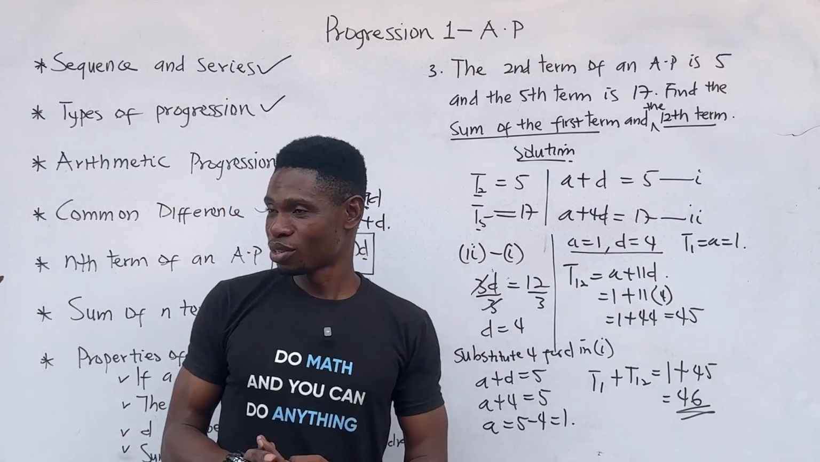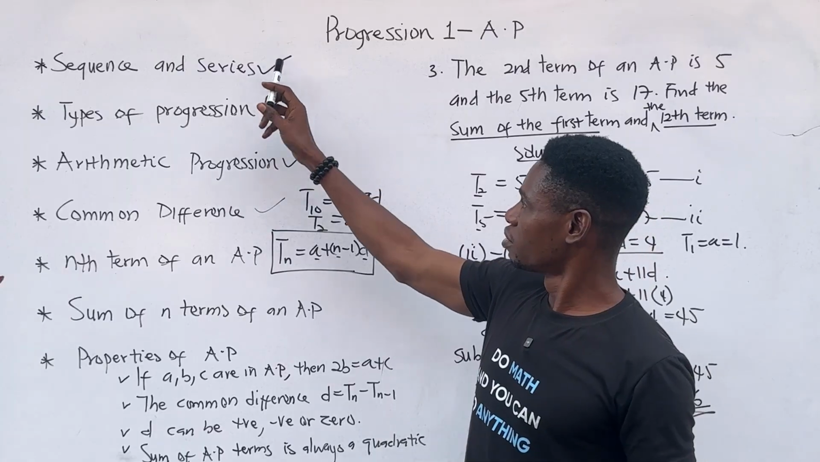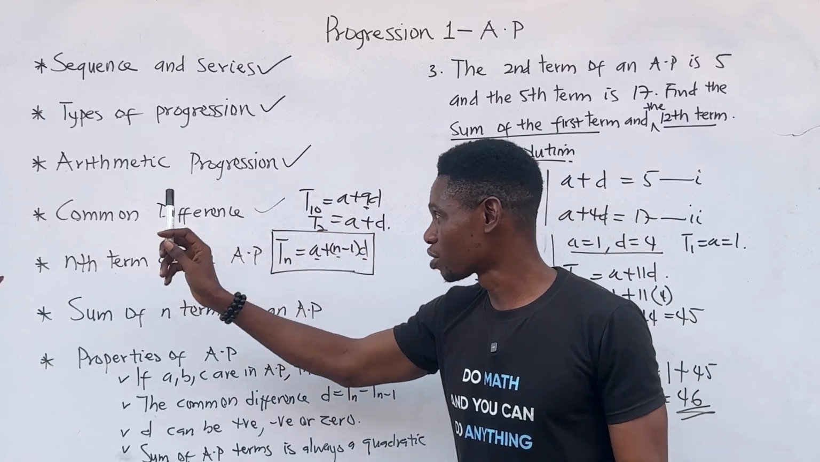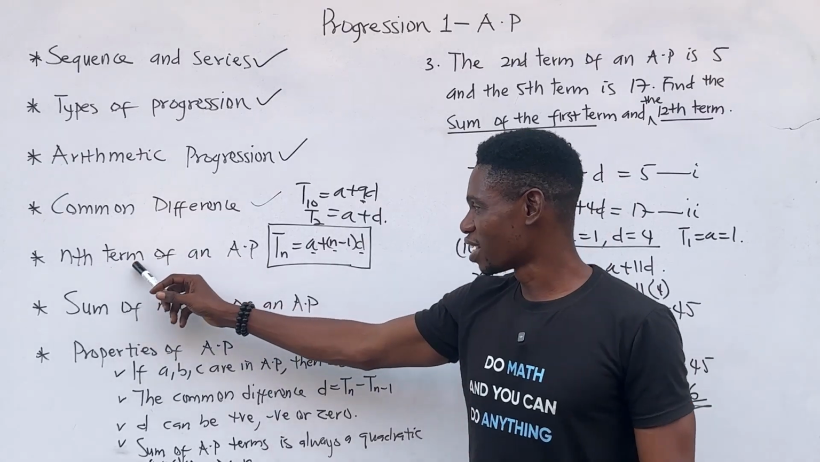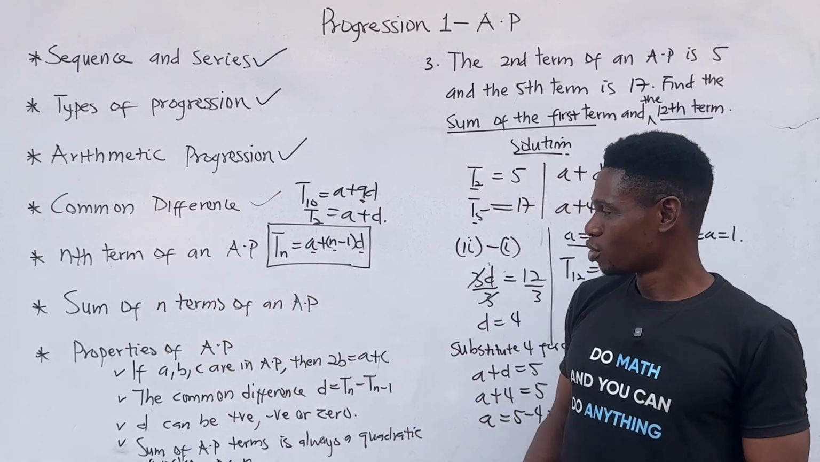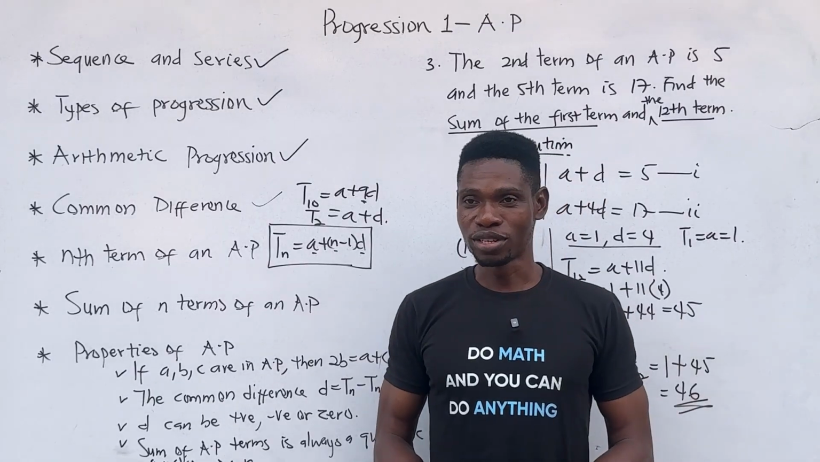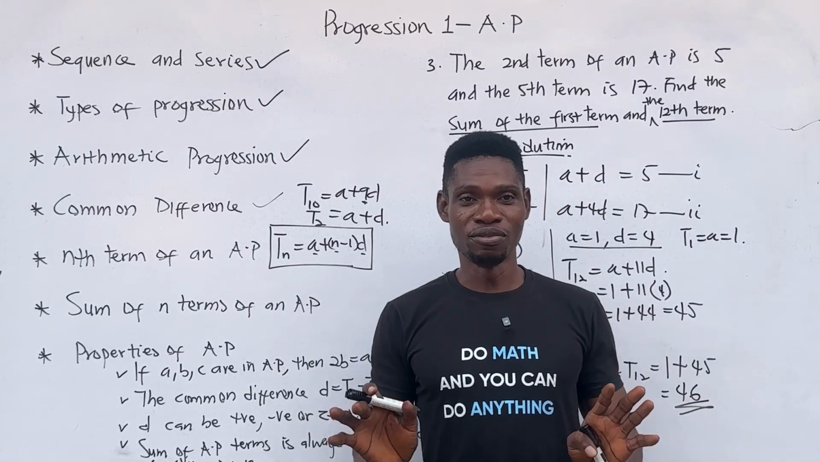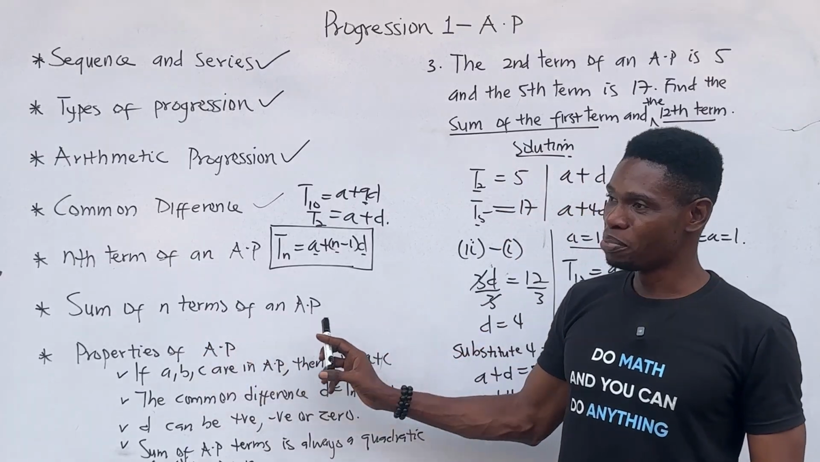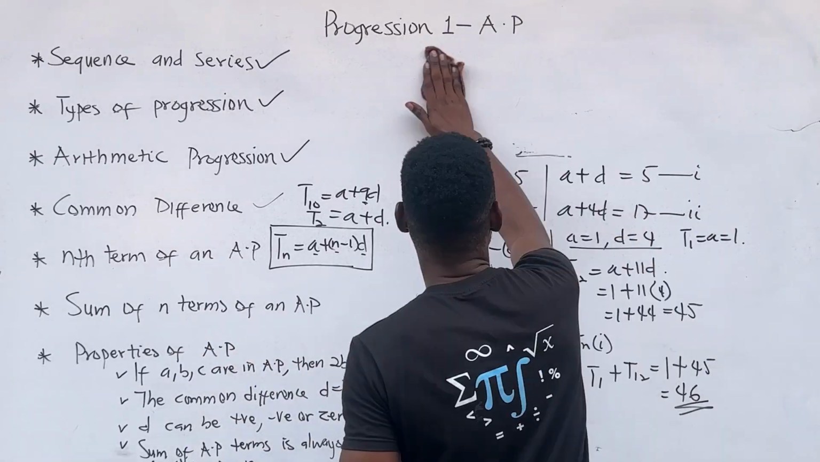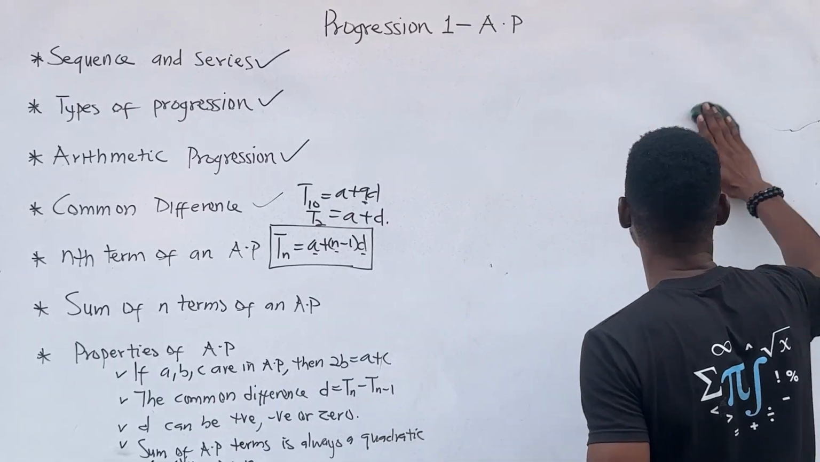Okay, so we've looked at series and sequence, types of progression, arithmetic progression, common difference, nth term of an AP. One more term to look at, and then we'll start solving exam style questions. This one you have to be very focused. So, sum of n terms of an AP.